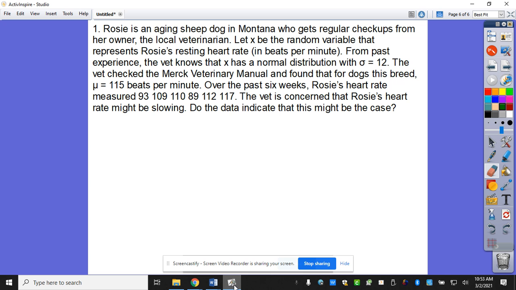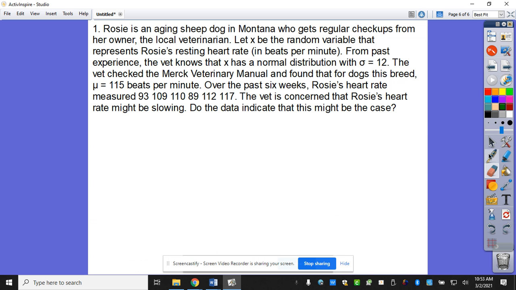Over the past 6 weeks, Rosie's heart rate measured 93, 103, 110, 89, 112, and 117. The vet is concerned that Rosie's heart rate might be slowing. Do the data indicate that this might be the case?